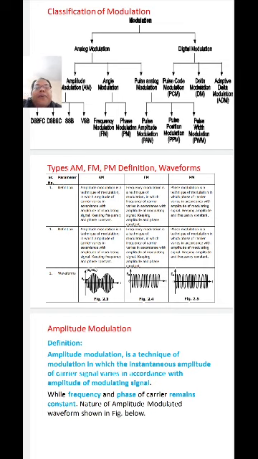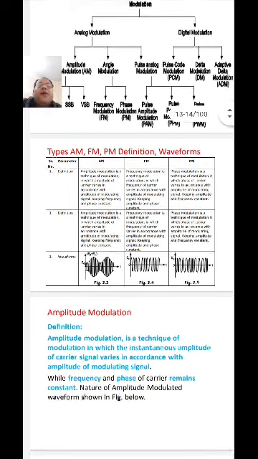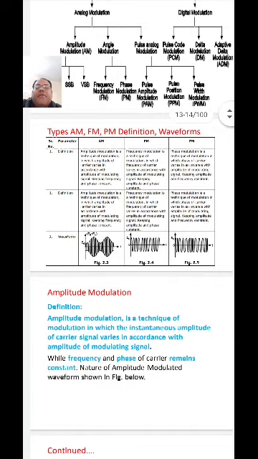First, amplitude modulation. Amplitude modulation is a technique in which the amplitude of the carrier wave varies according to the amplitude of the modulating signal. In frequency modulation, the frequency of the carrier signal varies according to the modulating signal. In phase modulation, the phase of the carrier signal is changing according to the modulating signal.